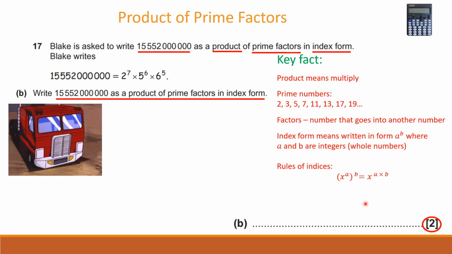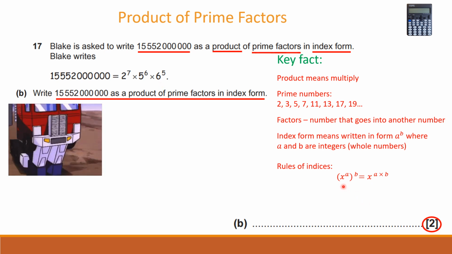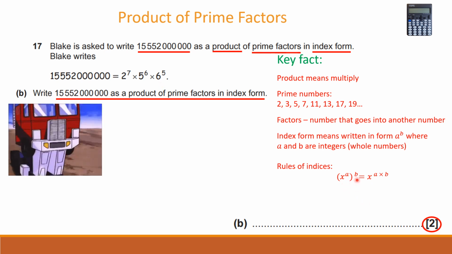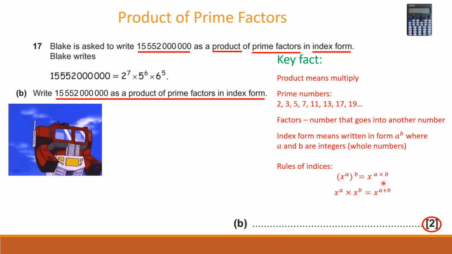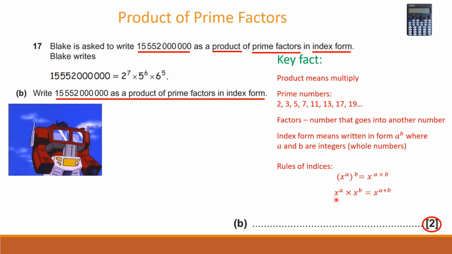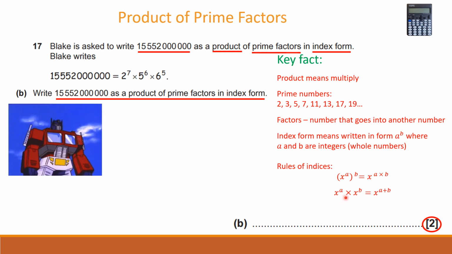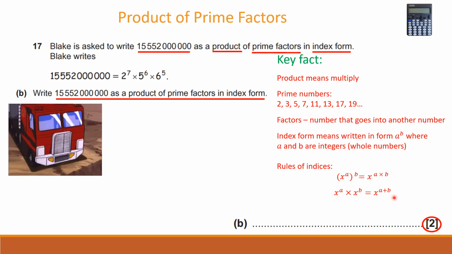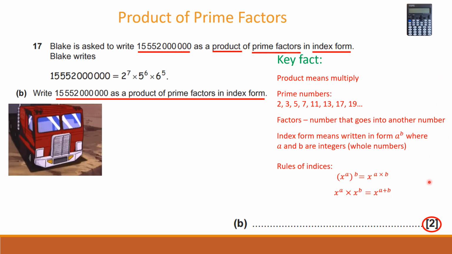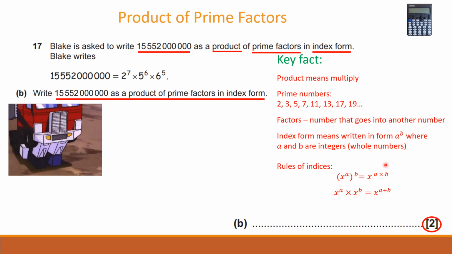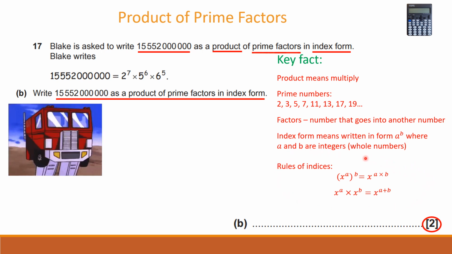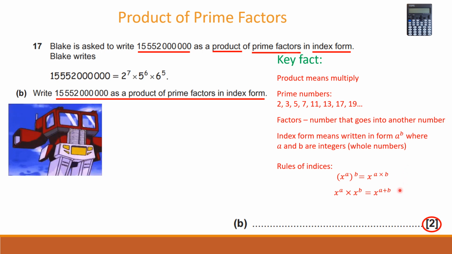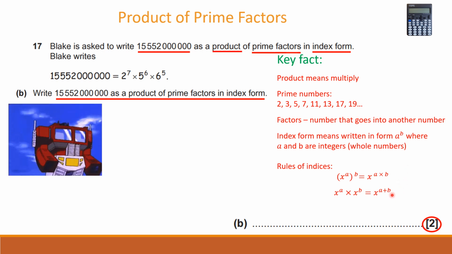The power rule with the bracket: if you've got x to the power of a, all to the power of b, that is the same as x to the power of a times b. And then the power rule for adding: x to the power of a times x to the power of b is equal to x to the power of a plus b. Any of these keywords or formulas that you're unfamiliar with, make sure you write them down with your keywords, highlight them and stick them in a bubble. These rules of indices are really important, so you need to know how to use and apply them.